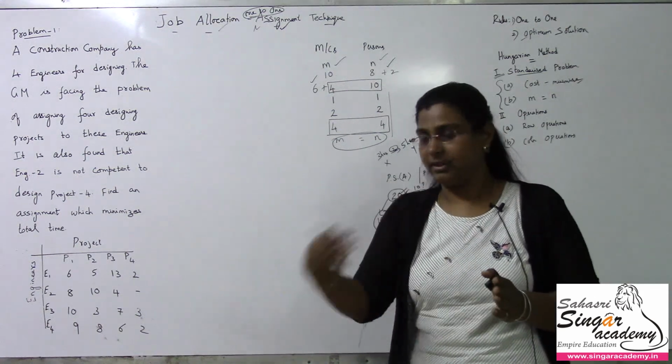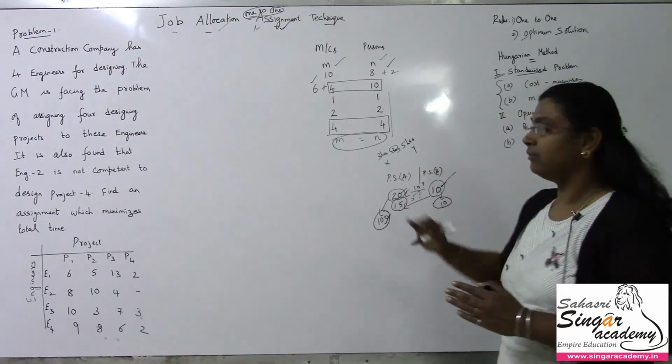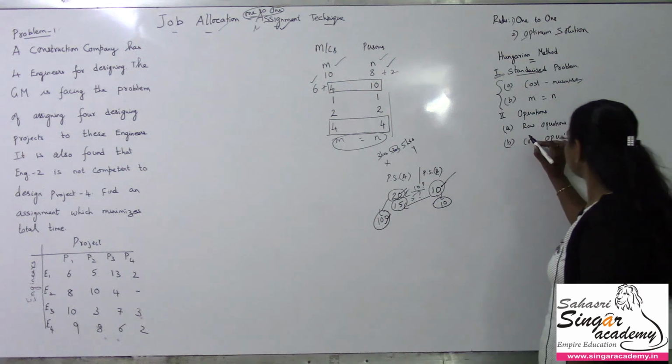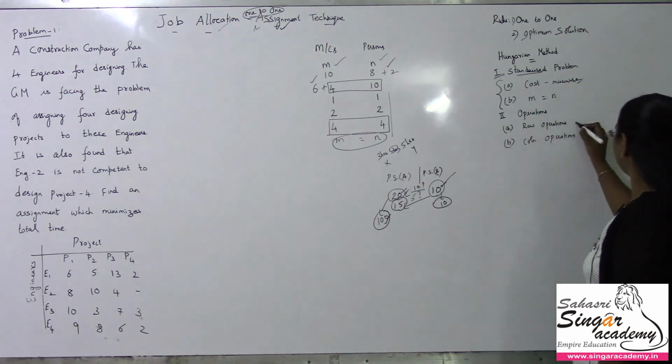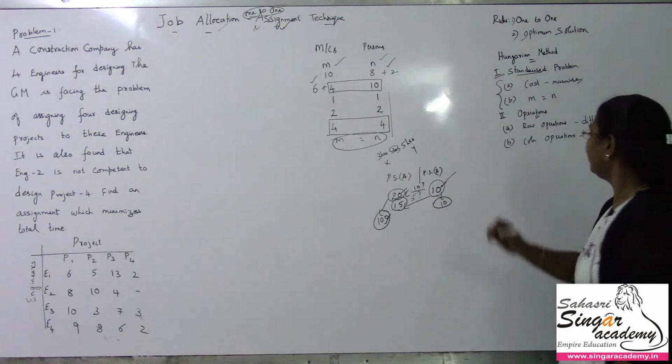First go with row, then column, row, column. For the whole method we'll be using row operation, column operation. Here in the very first step, in the row operation or column operation, we are talking with respect to difference. After doing these operations, he will try to assign.